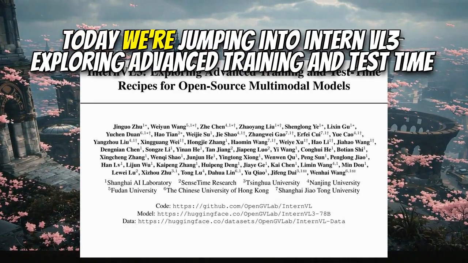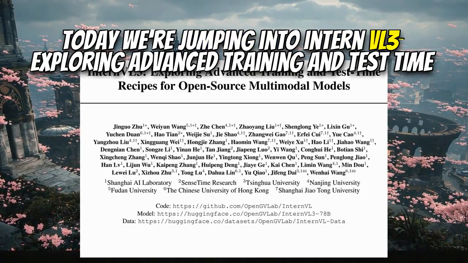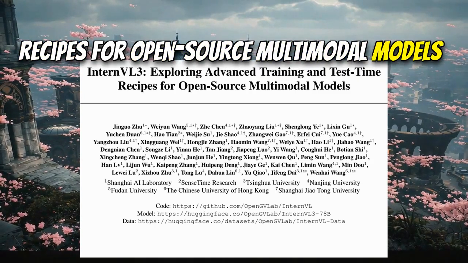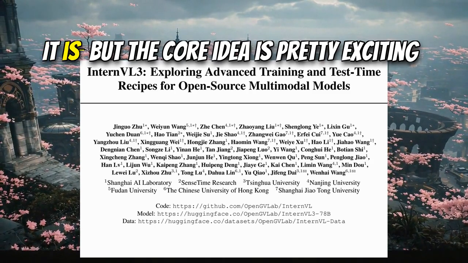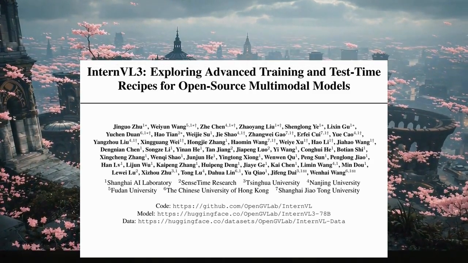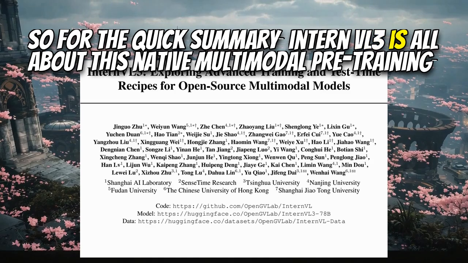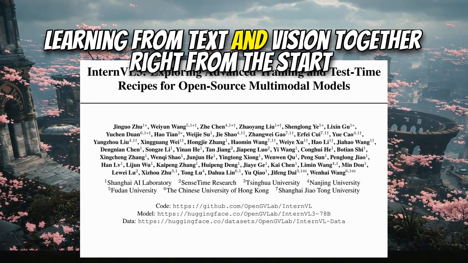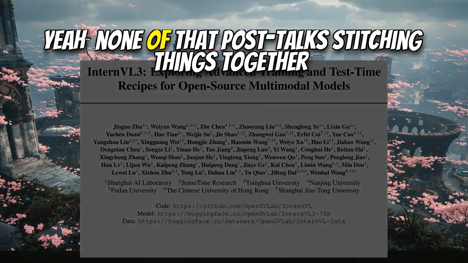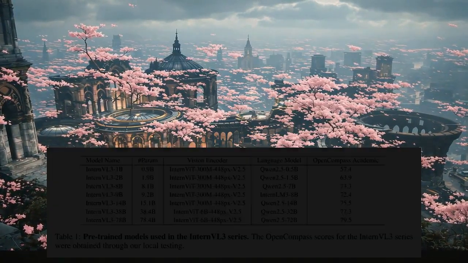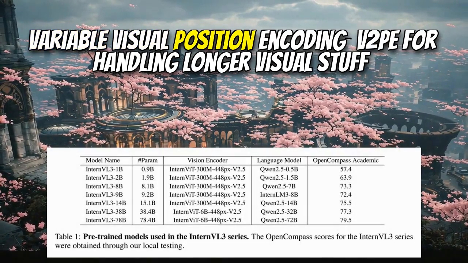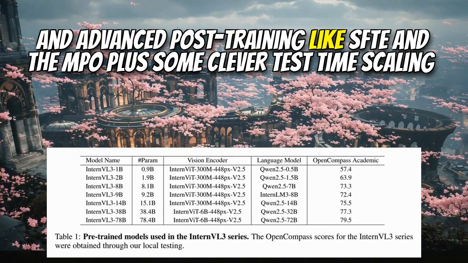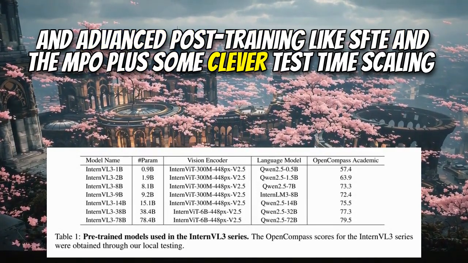Good to be here. Today, we're jumping into InternVL3, exploring advanced training and test time recipes for open-source multimodal models. Quite a mouthful. It is, but the core idea is pretty exciting. Definitely. So for the quick summary, InternVL3 is all about this native multimodal pre-training, learning from text and vision together right from the start. Yeah, none of that post-hoc stitching things together. It's built in. Key innovations: variable visual position encoding, V2PE, for handling longer visual stuff. Right, and advanced post-training like SFT and MPO, plus some clever test time scaling.